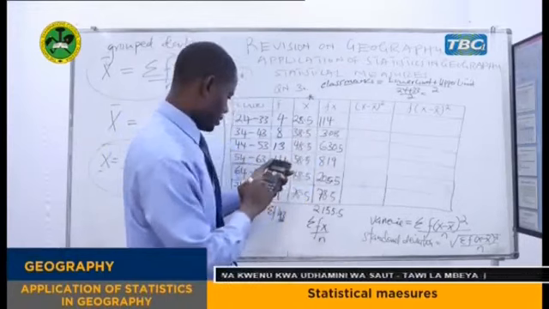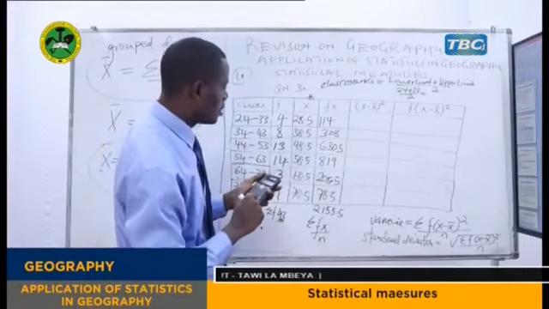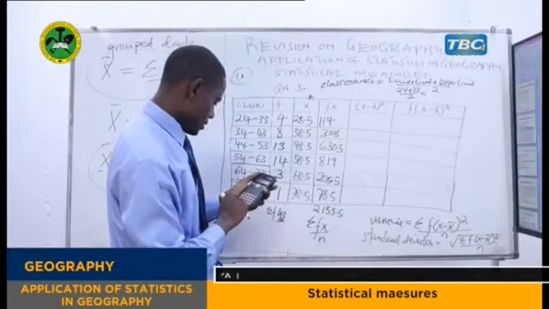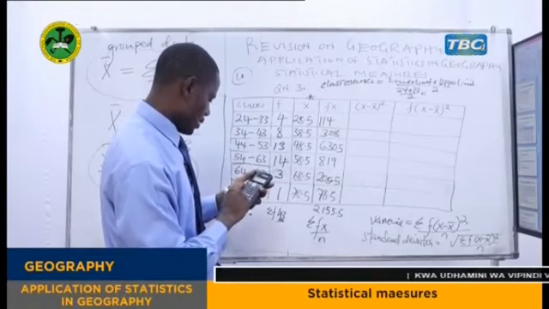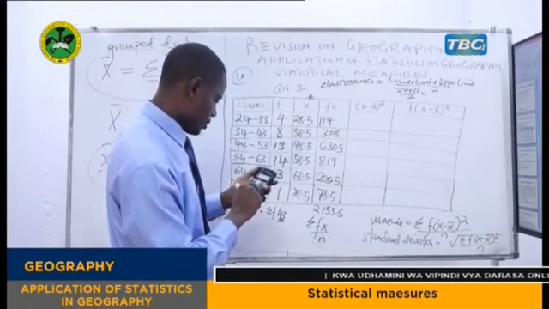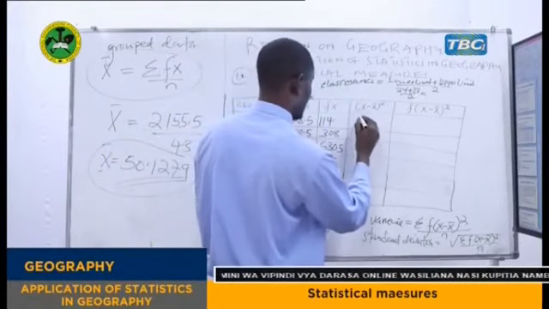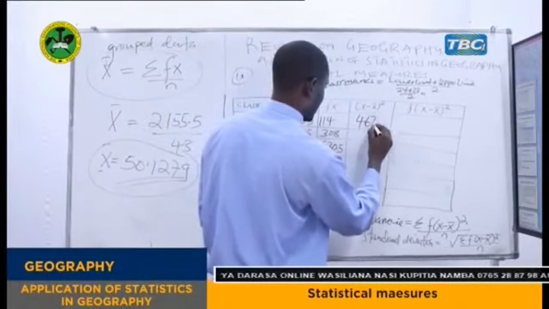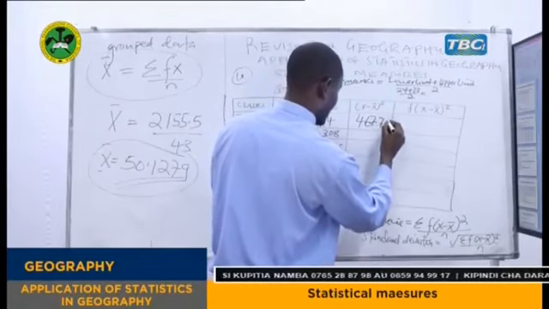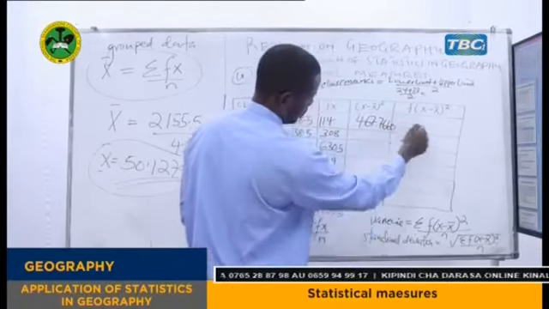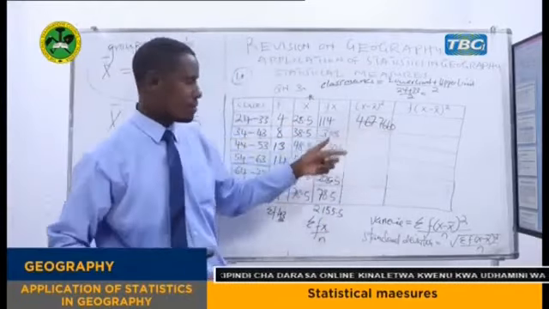That will be x, that is 28.5, we start with the bracket, then 28.5 minus the mean. The mean is 50.1279 bracket, then we square. Then for the first column, here we get 467.760. We try our best to take four decimal points so that we can be accurate.